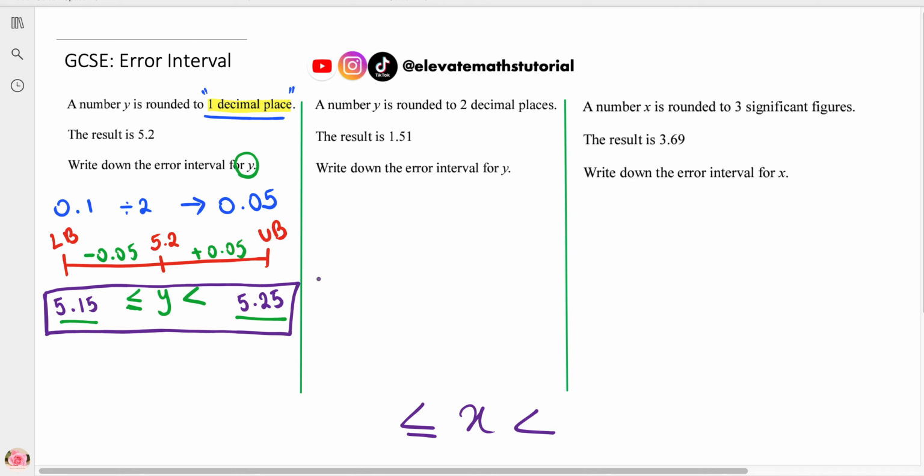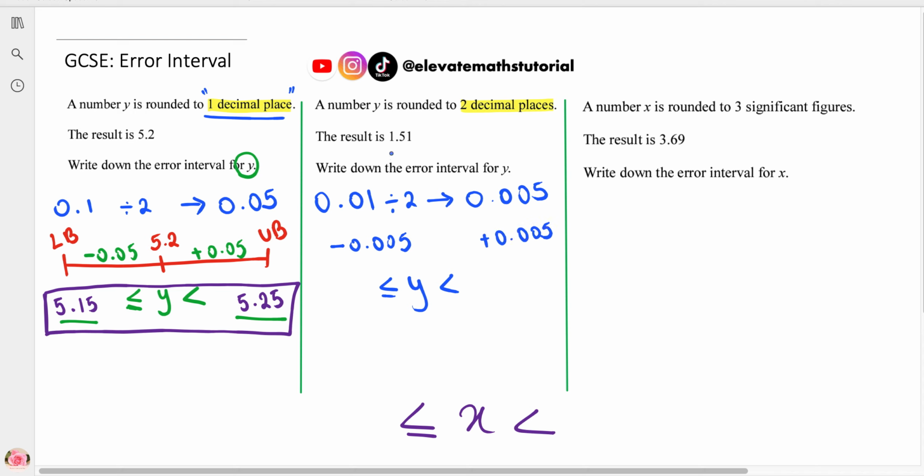Okay, so let's do the second one. So the second question is asking us, this number has been rounded to 2 decimal places. So what you do is write down the place value. 2 decimal places is 0.01. We half it. The answer is going to be 0.005. So you have 2 different values here, the lower bound and the upper bound. To get the lower bound, you minus the 0.005. To find the upper bound, you plus the 0.005.